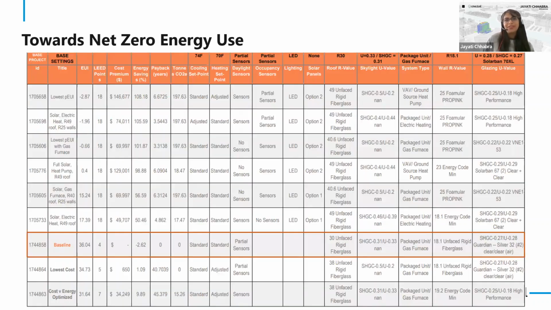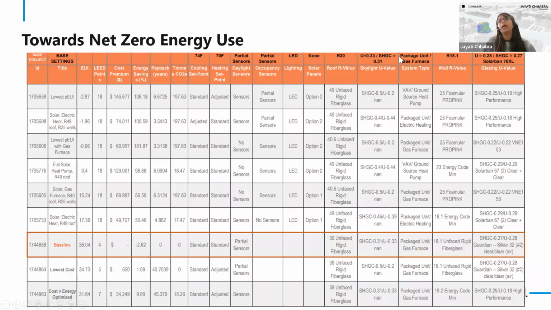So here in this table, there's a lot of information. You can see they explored options for different things, starting from cooling set point and heating set point, standard and adjusted. You can see their definitions in our help center as well. Then for the daylight sensors, they tried sensors, no sensors, and even partial sensors. Similarly for occupancy sensors. For lighting, they wanted to go with LED and no LED options. Then solar panels, they had various options for that as well. And then the roof R value, where different roof insulations were tried.